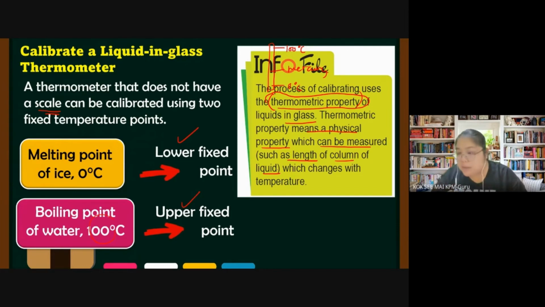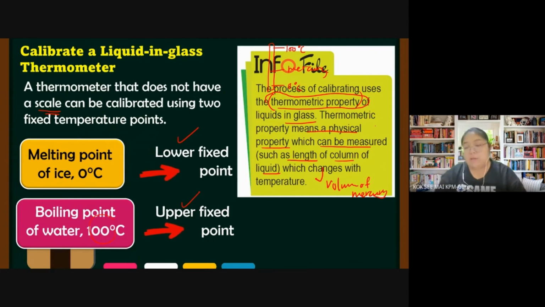When you see the thermometer, which part tells you the reading? Sure, it is the mercury that tells you the reading. What about the mercury? The volume of the mercury. Then it tells you the reading. If the mercury never moves, you also don't know the reading. So the thermometric property for the thermometer is the volume of mercury.